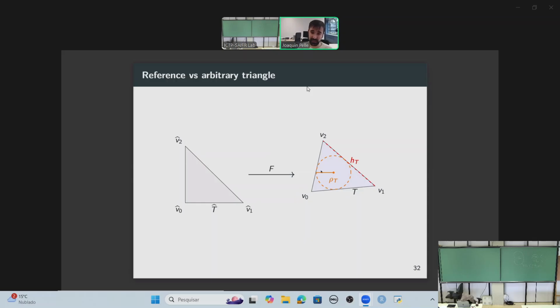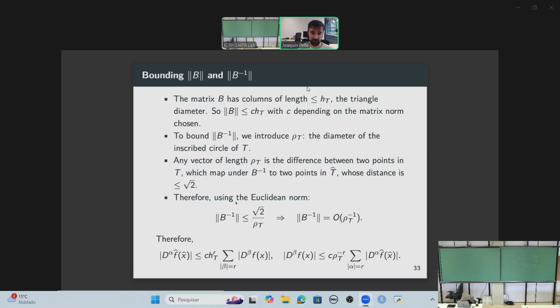So that gives us a nice bound to what the norm of the inverse map is in terms of this radius, right? Because it's mapping vectors of length rho t at most to vectors of length square root of 2, right? So basically, we can bound the norm of the inverse matrix as less than the square root of 2 divided by the radius of the inscribed circle, right?